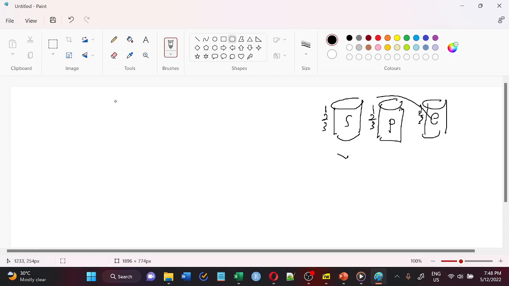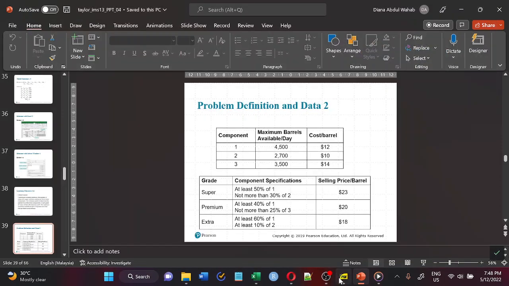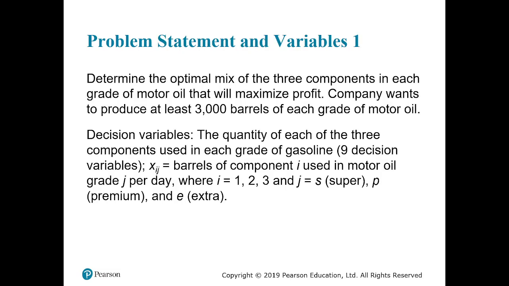Alright, if we have decision variables of X, oh, it's gone haywire. Okay, I'm so sorry, I wish that it could be better. Let's just forget this. I'll go back to this one.